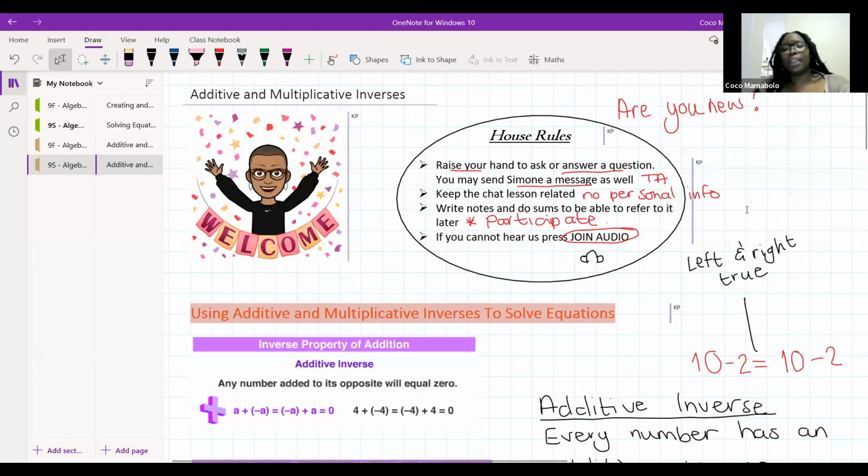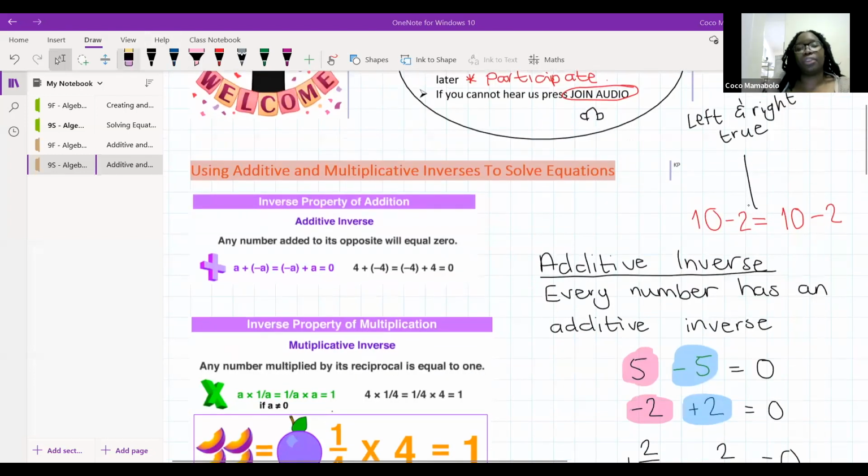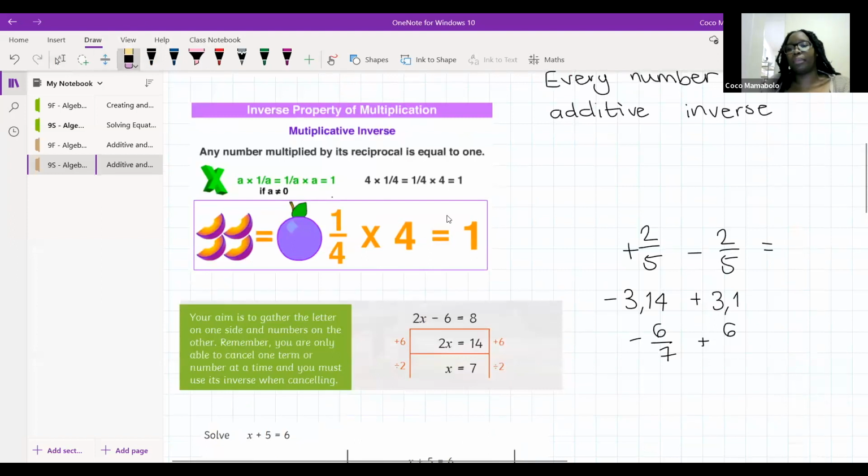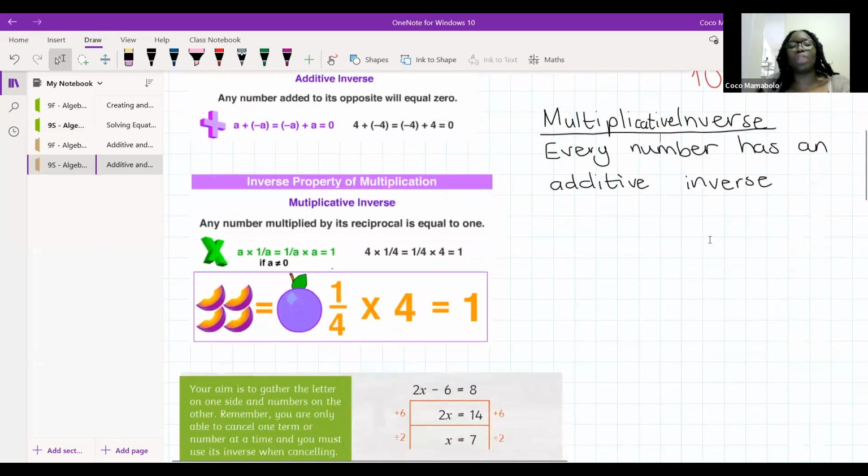Let's look at the multiplicative inverse. The multiplicative inverse is going to look a little different to the additive inverse in that what we're trying to get is not 0. Multiplicative inverse. What this is telling me is that I need two numbers that when I multiply them, they need to give me the answer 1.